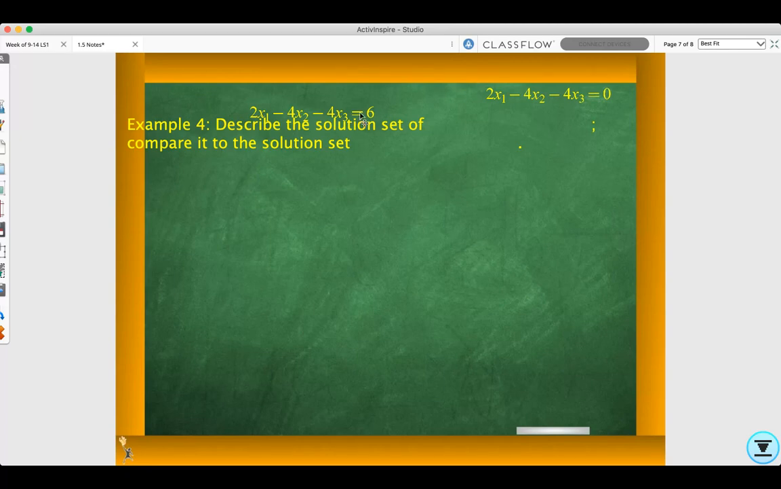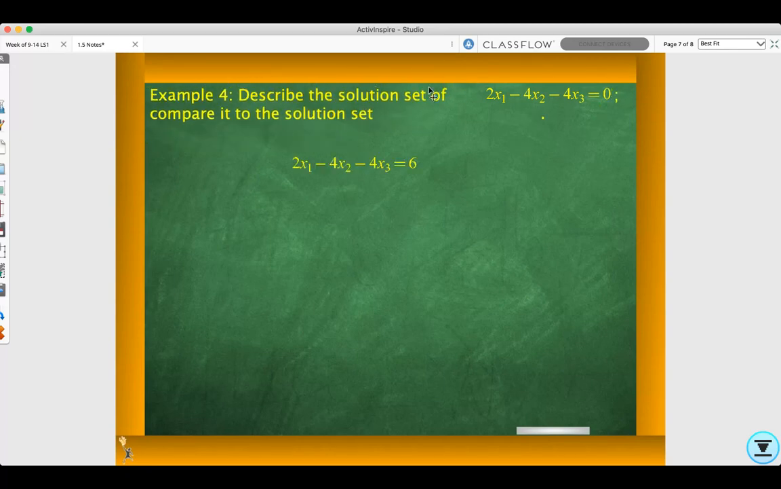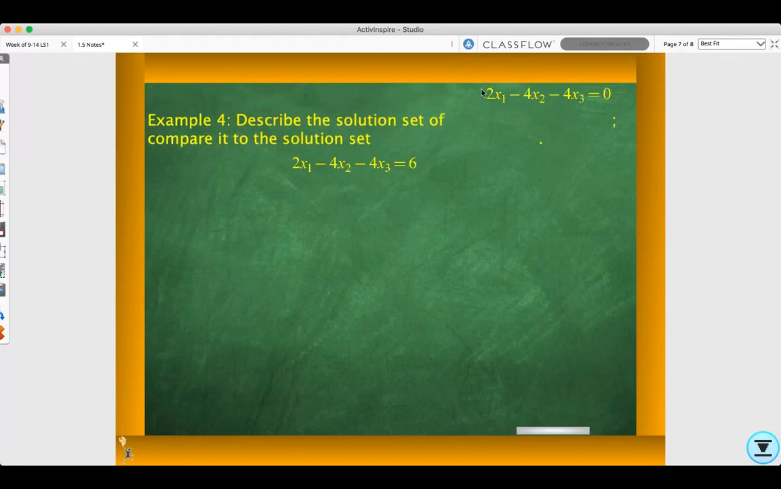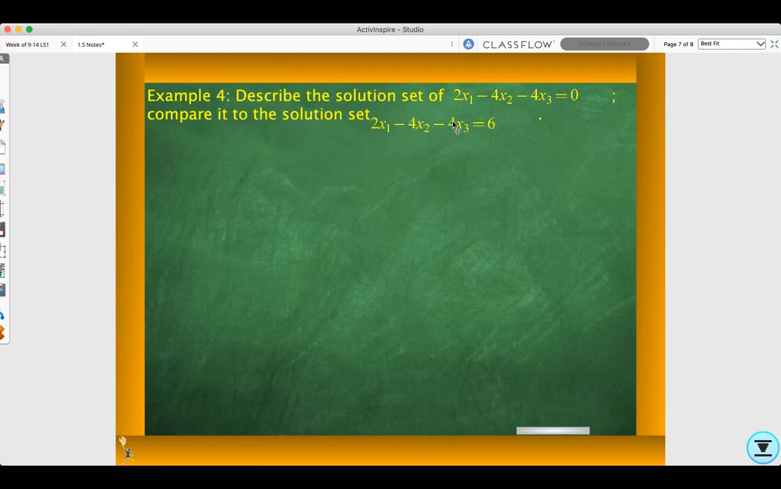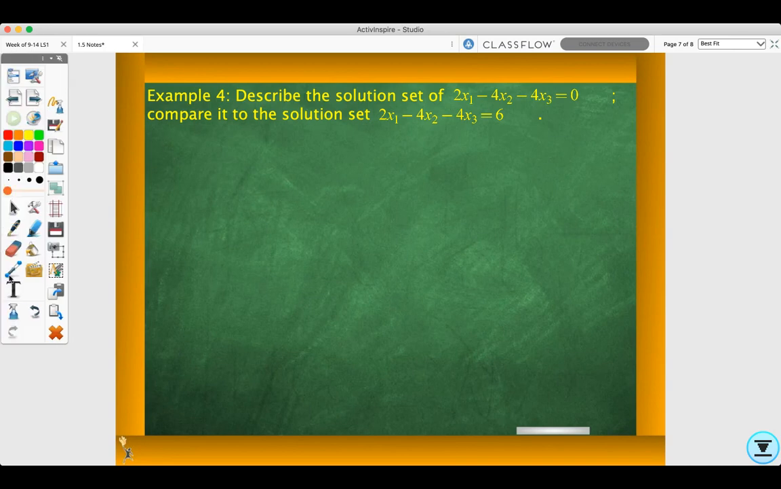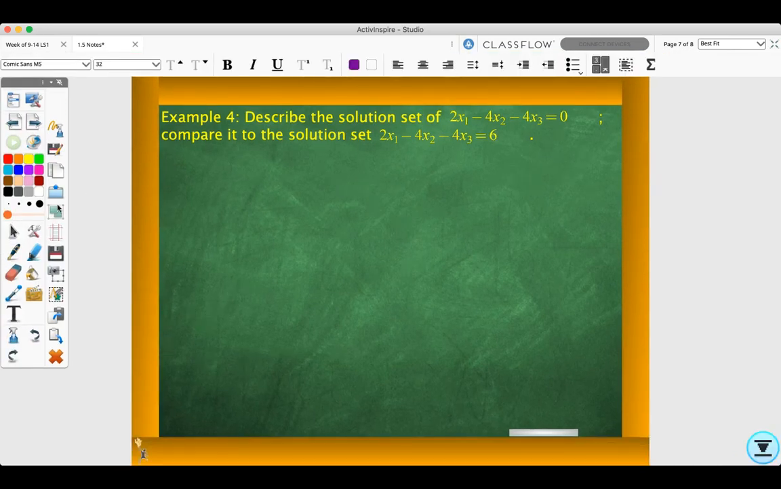Let me just fix this for a minute for you guys. So to describe the solution set of 2x1 minus 4x2 minus 4x3 equals 0, and compare it to the solution set of 2x1 minus 4x2 minus 4x3 equals 6. So this is just like our previous example, almost.